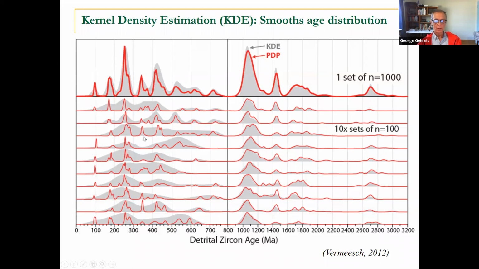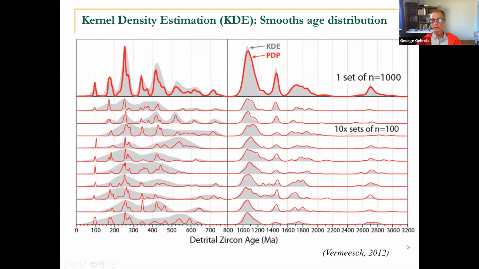But if you're down here with the 100 analyses or less, the KDE is going to be very different than the PDP. With the KDE calculation software, you can actually change that uncertainty estimation. So you can actually make the gray probability distributions tighter or relax them. And I guess I'm a little uncomfortable with that. I'm not sure that I would want to be the one driving that uncertainty decision.